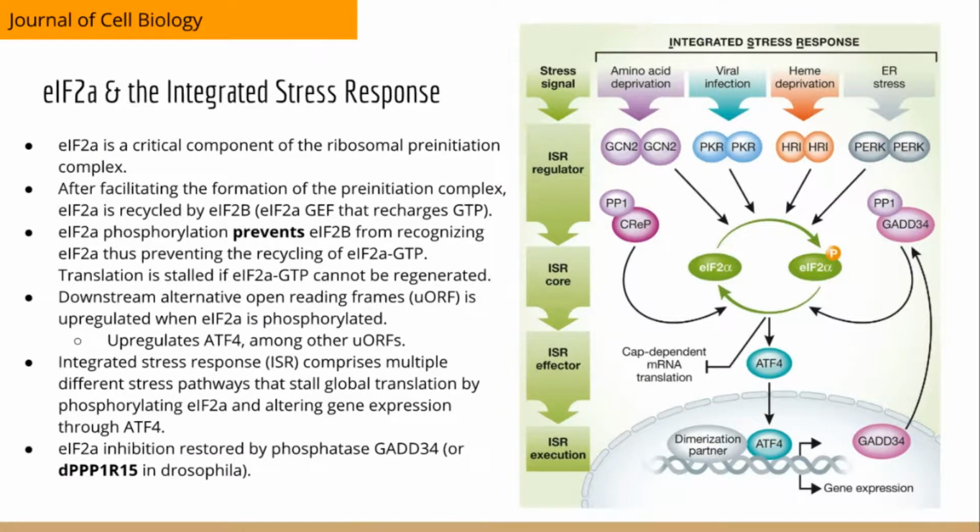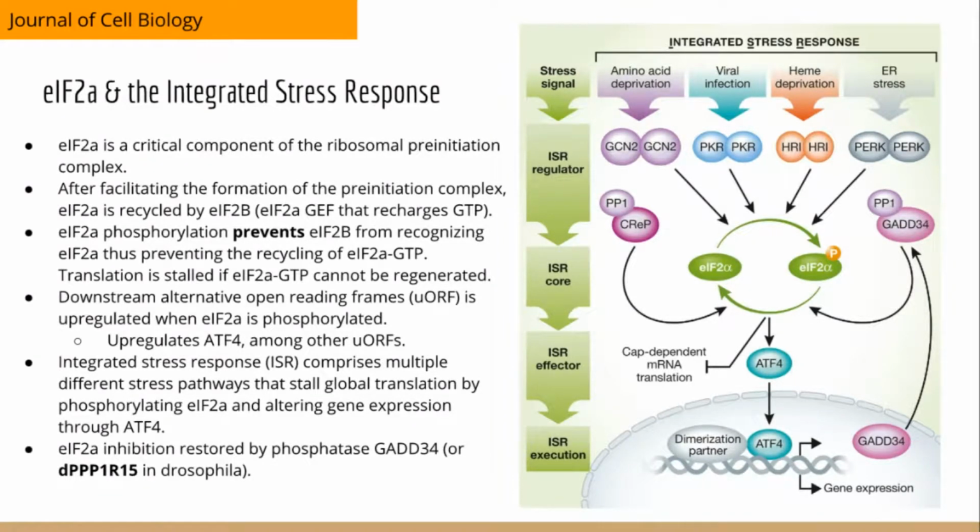However, and this is big, eIF2a can be phosphorylated at serine 51. This phosphorylation prevents eIF2b from binding and swapping the GDP for GTP on eIF2a. In other words, eIF2a phosphorylation locks the protein into an inactive conformation, effectively stalling translation across the cell because its GTP cannot be regenerated. Interestingly, not all translation is stopped by this.